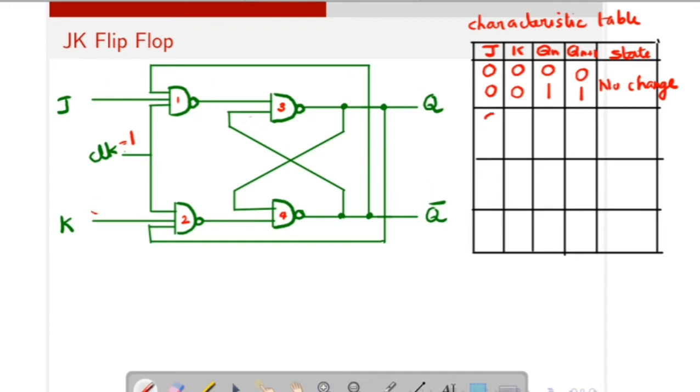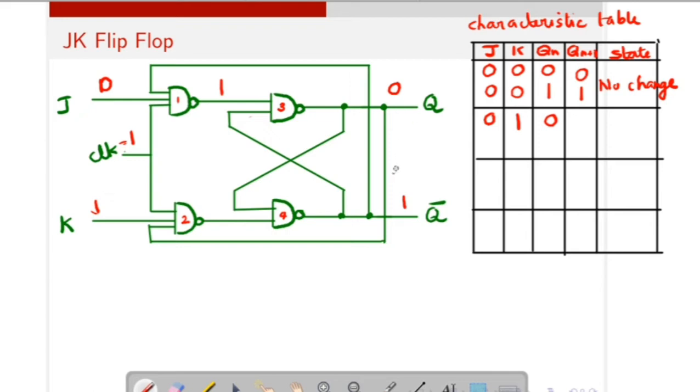Next condition is J is equal to 0, K is equal to 1 and present state is 0. So present state bar is 1. For the first NAND gate, one of the inputs is 0, so output is equal to 1. For the second NAND gate, both inputs are 1.